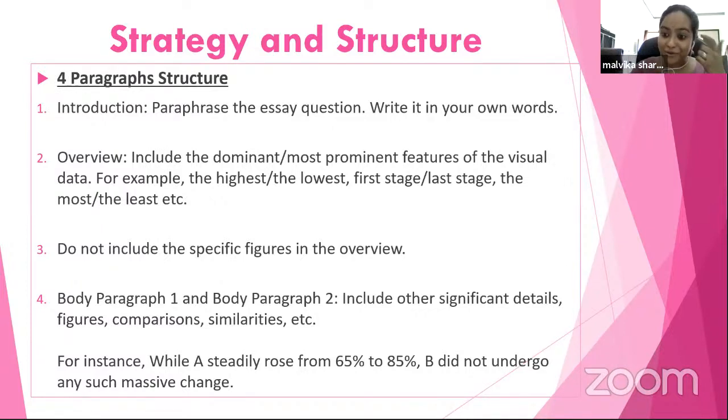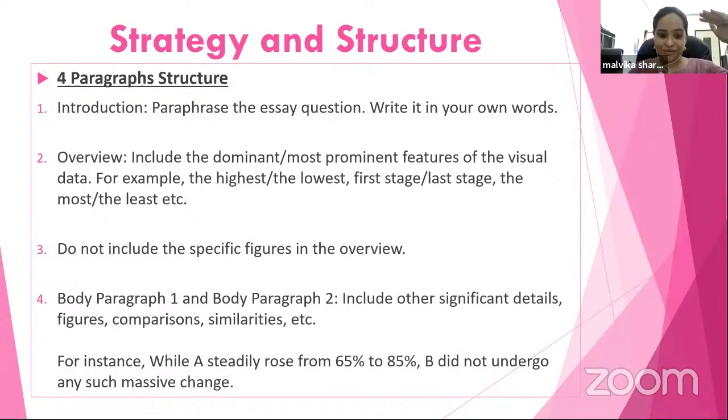Okay. So see, I have used this language, while A steadily rose. Now, something which is not rising sharply or dramatically, something that is rising gradually over the years, that is when we say steadily or gradually, slowly. This is all what we can use. So while A steadily rose from 65% to 85%, B did not undergo any such massive change. So if there is some kind of pie chart, or some kind of visual data that is not showing B undergoing any kind of change, we can come up with such language. All right. So this is it.